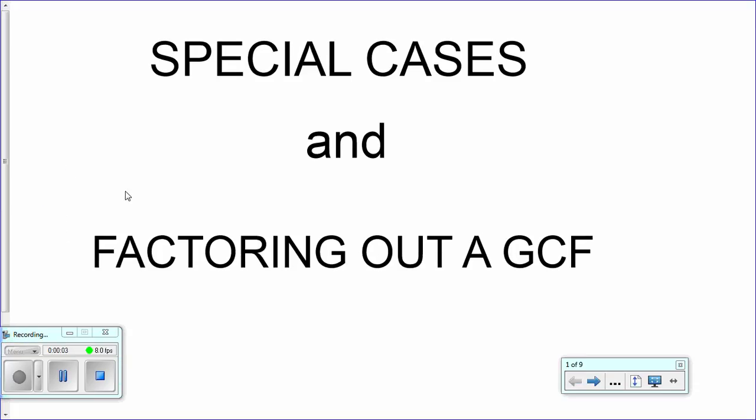Hi guys, so today we're talking about day 3. We're talking about special cases when you multiply them, and we're going to start factoring out GCF, which is also known as the greatest common factors. Okay, so let's go ahead and get started.